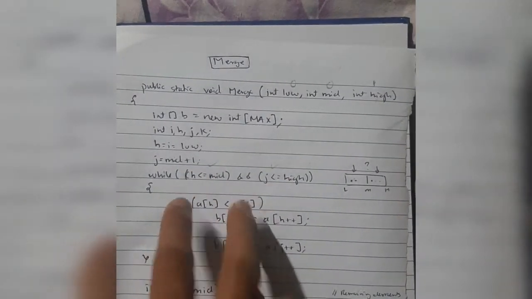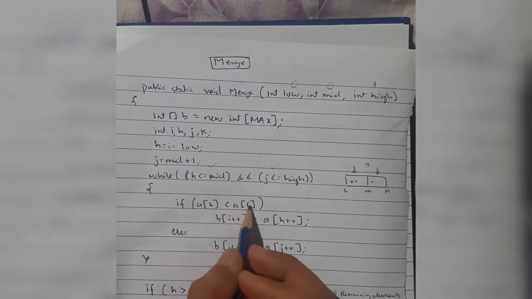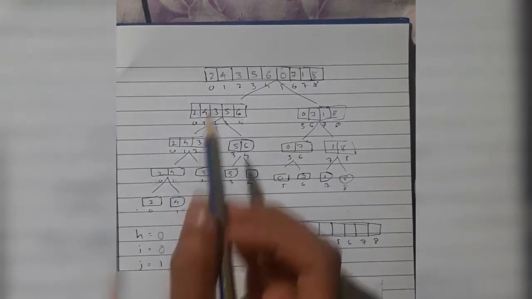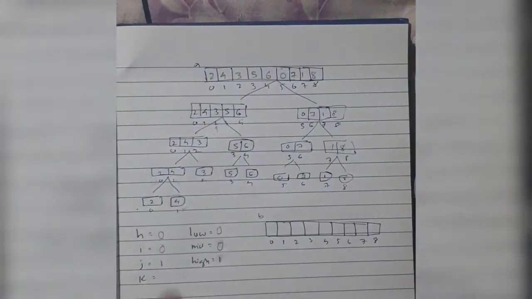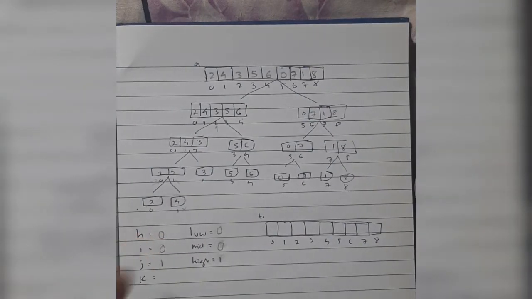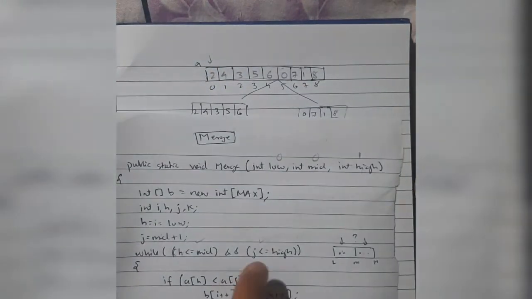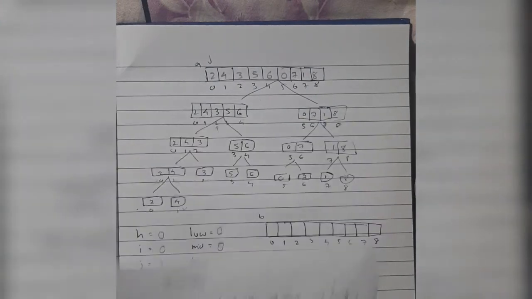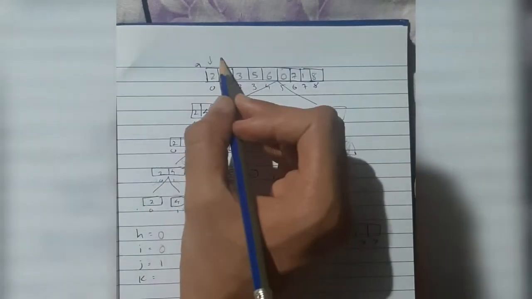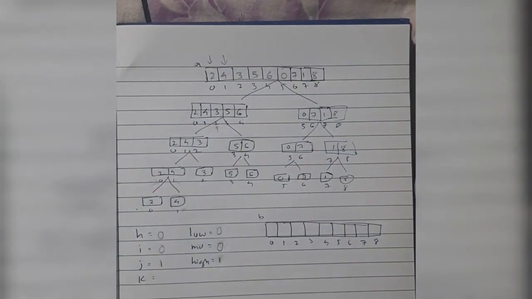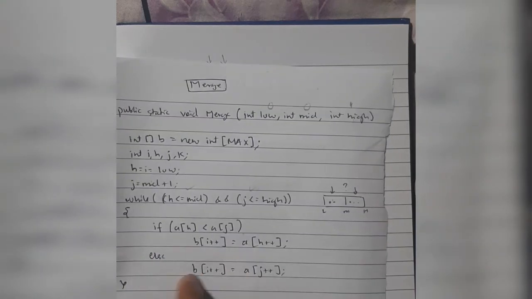What's the code? If a of h is less than a of j. What is a of h? This is a, the main array. A of h. What is h? 0. Observe here very carefully. What values are we comparing? A of h is a of 0, this one, and a of j. What is a of j? J is 1, that means this one. These both values we are comparing. If a of h is less than a of j, do this line of code, else do this line of code. Now let's see what a of h is. A of h is 2.